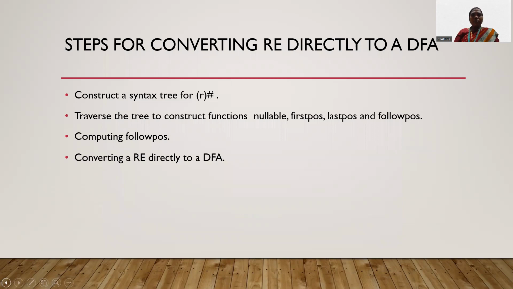Now let us see the steps for converting a regular expression directly to a DFA. First, construct the syntax tree. Traverse the tree to construct the functions nullable, firstpos, lastpos, and followpos. Next, compute the followpos, because in the tree itself we will be finding the firstpos and the lastpos. After we find the firstpos and the lastpos, we are supposed to find the followpos. Then we can directly convert the regular expression into a DFA.